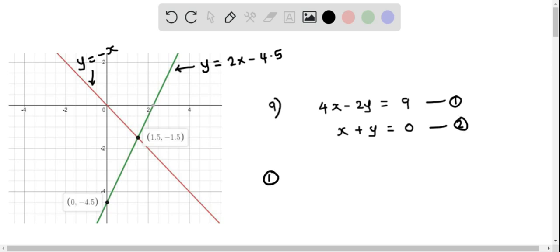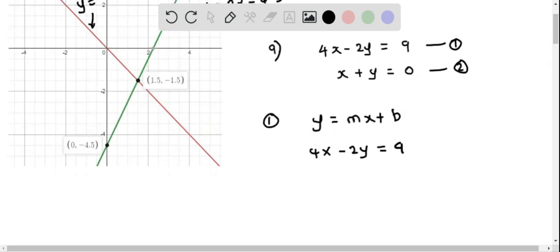I'm going to write both equations in the form of y equals mx plus b, that is the slope and y-intercept form. So let me consider this first equation. We have 4x minus 2y equals 9. First, I add 2y on both sides. So I get 4x equals 2y plus 9. Now I subtract 9 from both sides. So I get 4x minus 9, and this equals 2y.